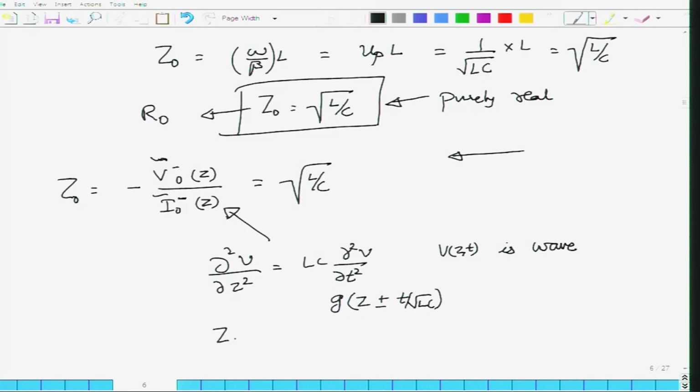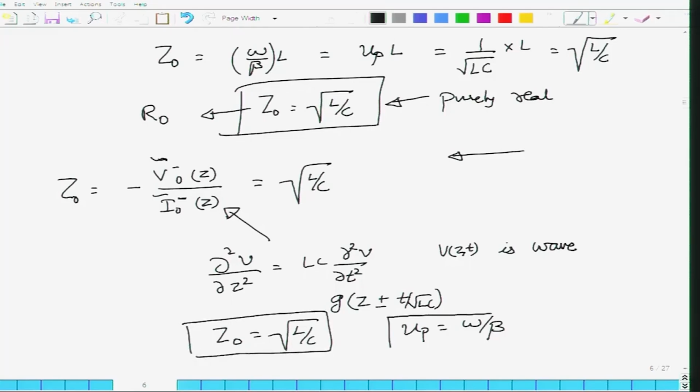Finally, we define two quantities. One is called the characteristic impedance, which is Z0 given by square root of L by C. We also define the phase velocity as omega by beta. Okay. So, we will say more about all these quantities in the next module, where we will consider terminating a transmission line. Thank you very much.